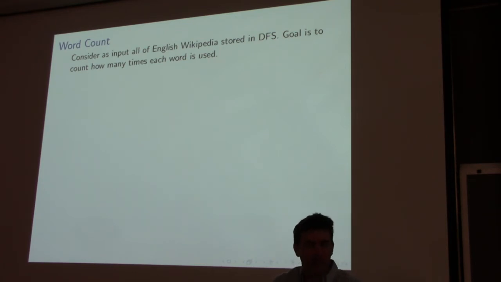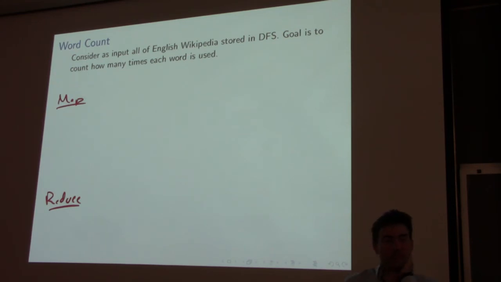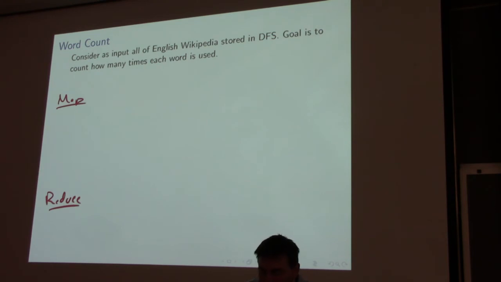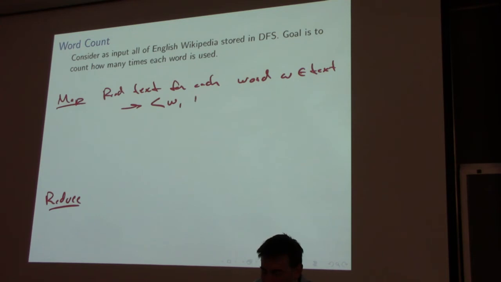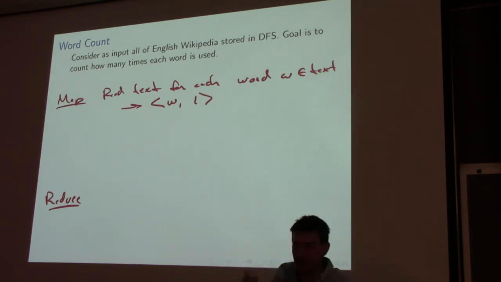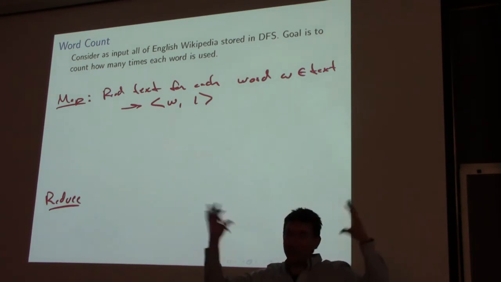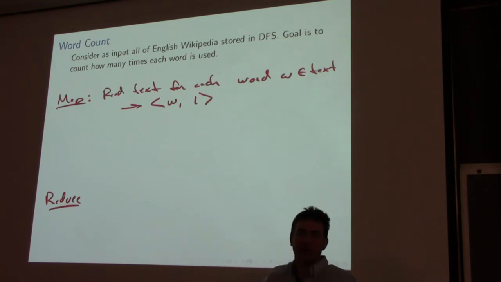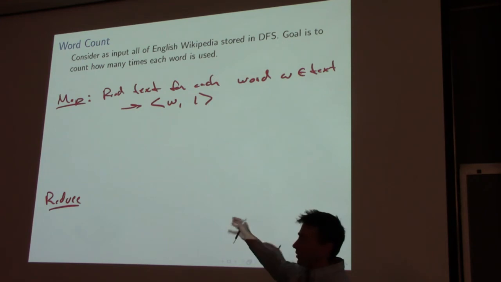So how do I do this in two steps? I need to write the map and the reduce. I'm going to read through the text corpus, and for each word W in text, I'm going to output a tuple (W, 1). This is the word and the number of times it occurs, which is 1. This is the whole map step. I just read and create these tuples and print them out into MapReduce, which queues them up and shuffles them.